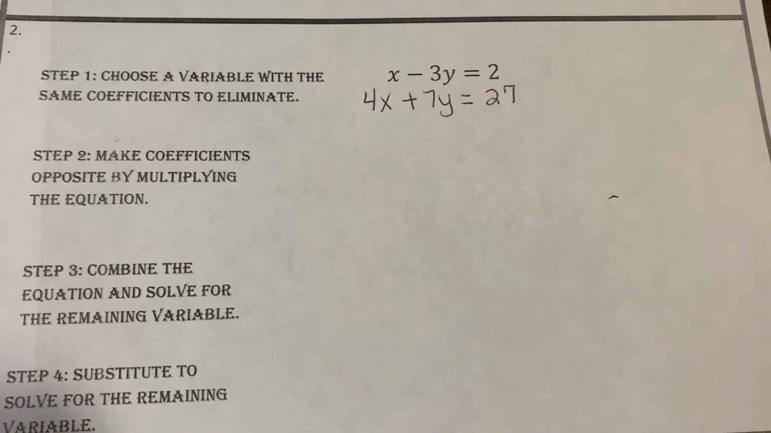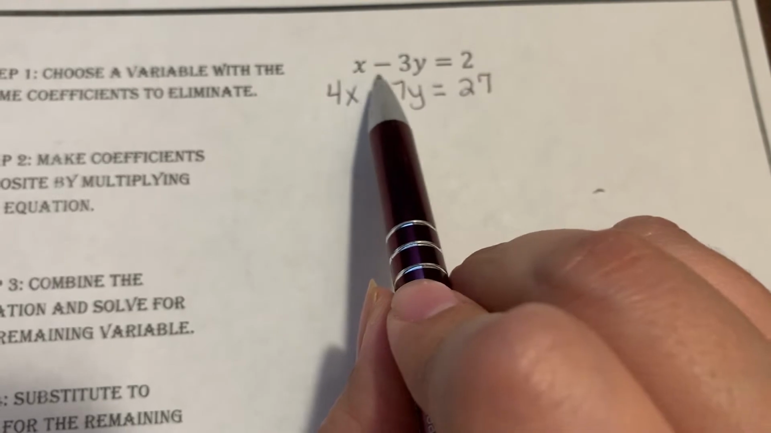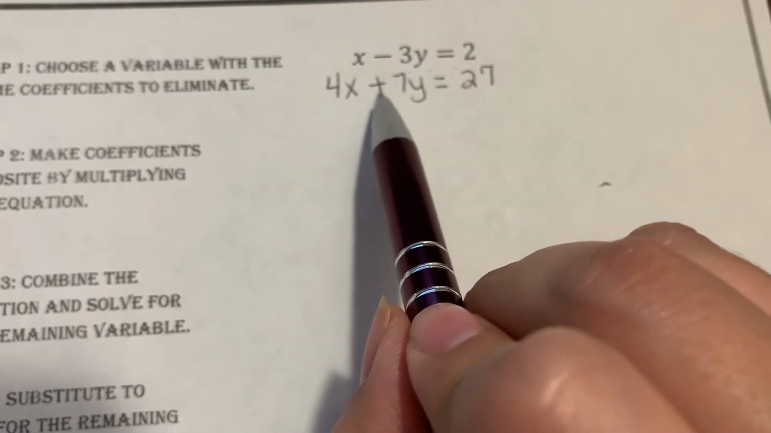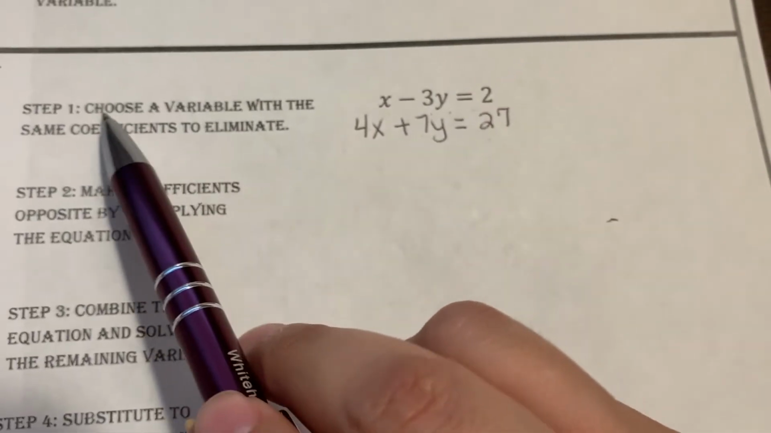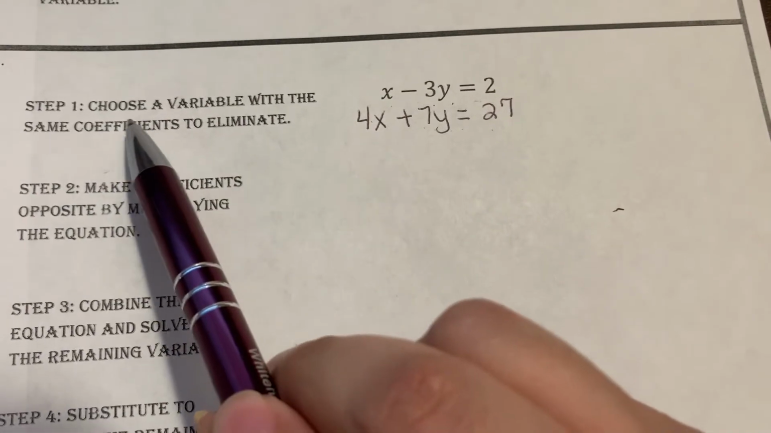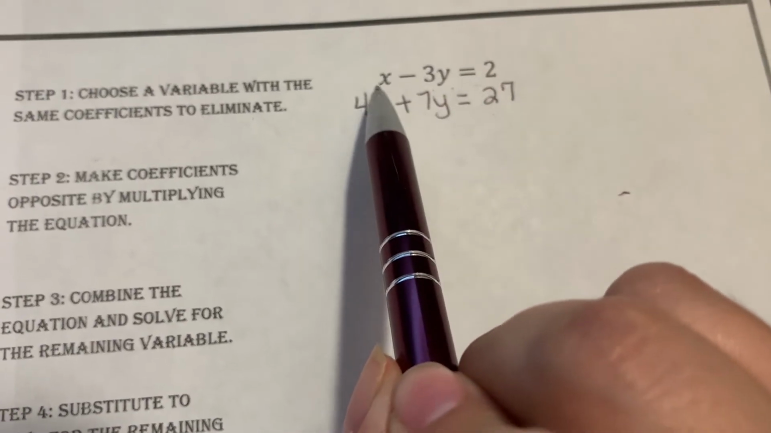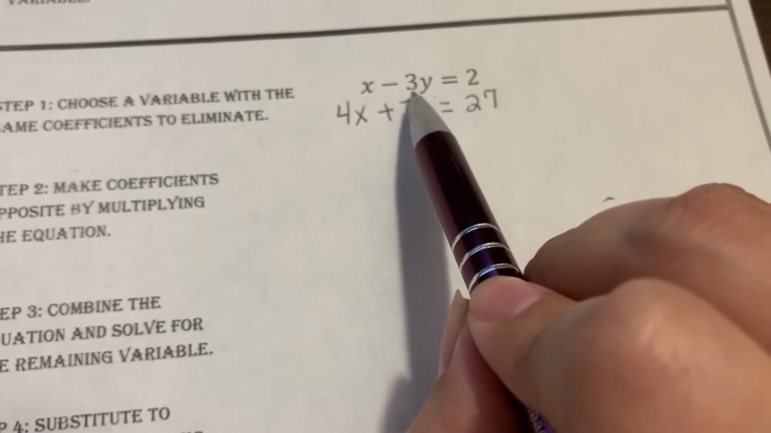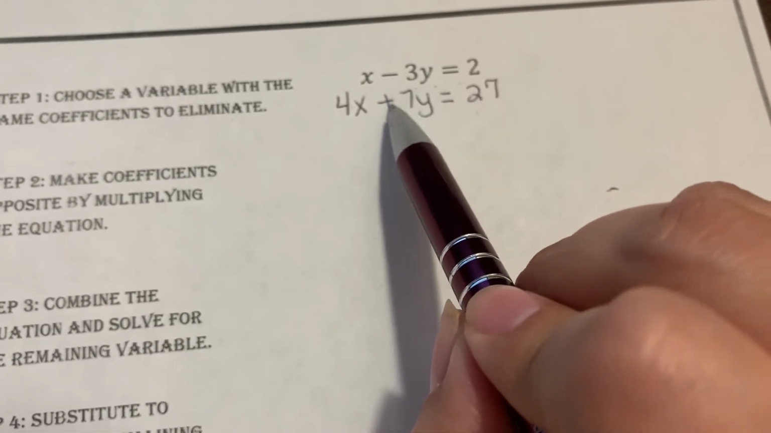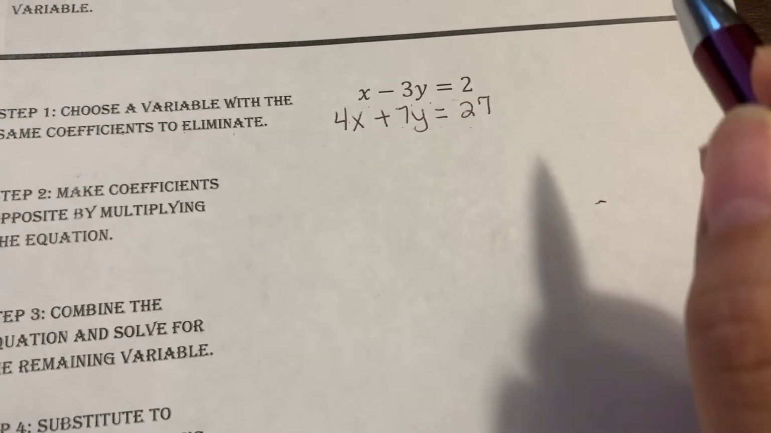Example 2. Here, if you notice on the two equations, you have x minus 3y equals 2 and 4x plus 7y equals 27. Neither one has the same coefficient to eliminate. So I have 1x and 4x, the coefficients are not the same. And then you have -3 and +7 for the coefficients of the y. So those are not the same.